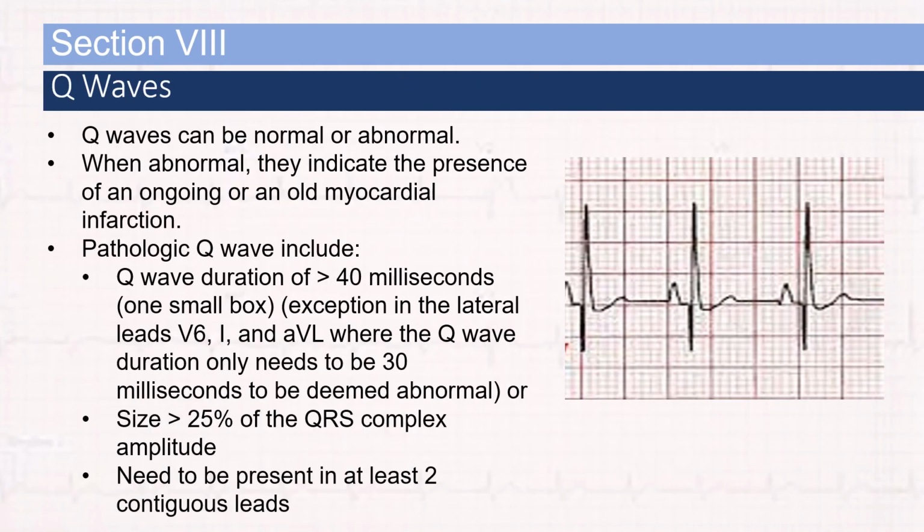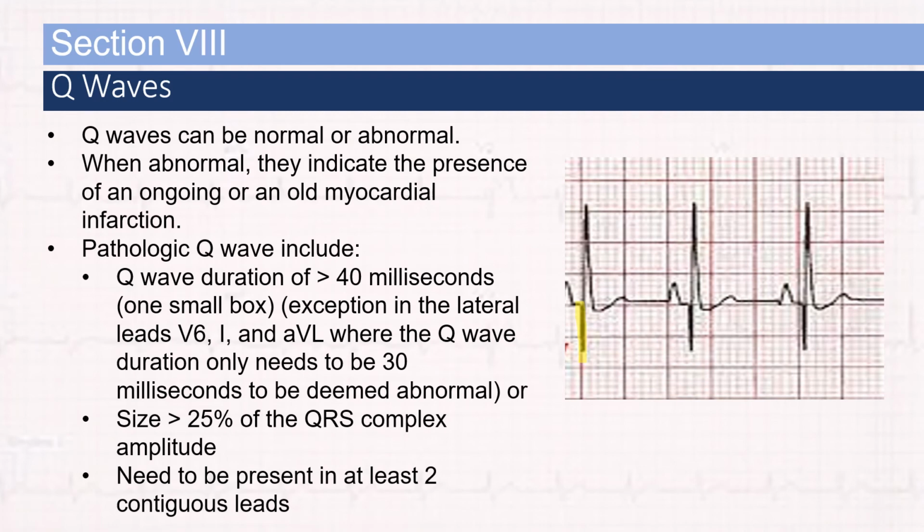A Q wave is the first negative deflection after the PR interval. Not all QRS complexes have a Q wave. That would just be too easy. When abnormal, they indicate the presence of an ongoing or an old myocardial infarct.